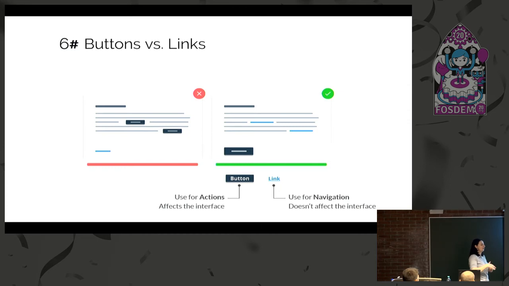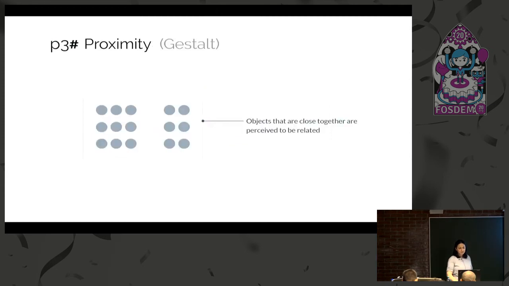This is not actually the way we should rationalize about them. Buttons and links have been created for very specific purposes. So you should use buttons when you would like to have an action, so something that changes inside the interface. You're adding an element or you're producing changes on the database or something like that. So actions. While if you're just navigating to other places, you should use links.